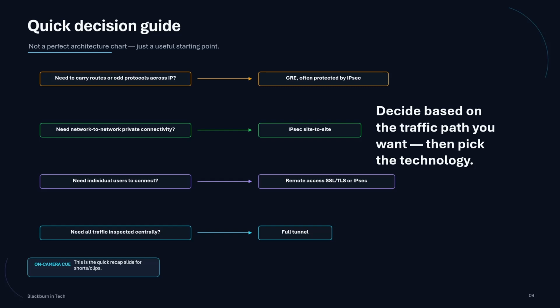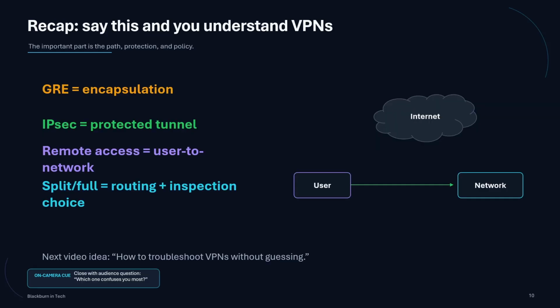And then if they're remote access, do I want them in a full tunnel or do I want them in a split tunnel? And I can vary this up between different users. Maybe my IT team needs to be in a full tunnel, or maybe this group needs to be in a full tunnel, but maybe not this group over here because I know they're going to be out doing a bunch of other cloud applications. So in a nutshell, GRE is encapsulation, IPsec protects your tunnel, remote access is for your users, split tunnel versus full tunnel is how it's routing, and what's being inspected and how.